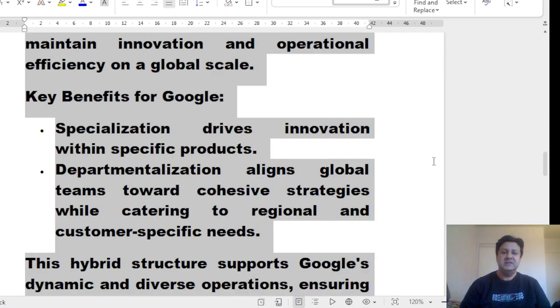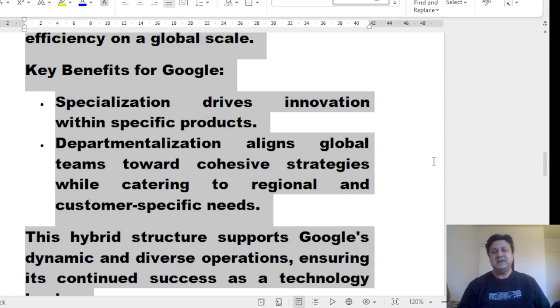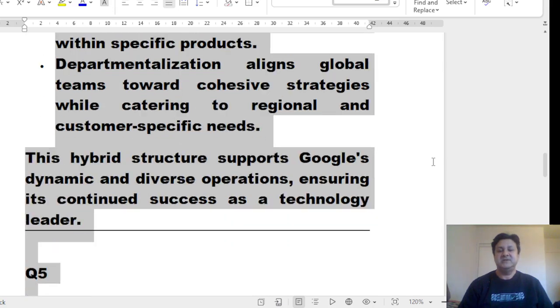Key benefits for Google: specialization drives innovation within specific products. Departmentalization aligns global teams toward cohesive strategies while catering to regional and customer specific needs. This hybrid structure supports Google's dynamic, diverse operations, ensuring its continued success as a technology leader.